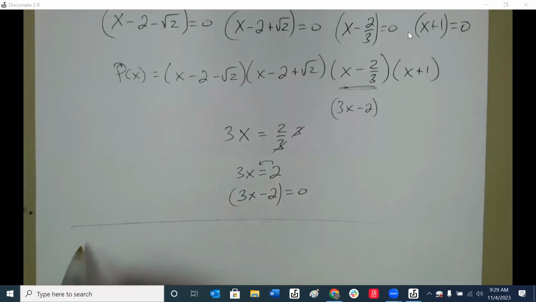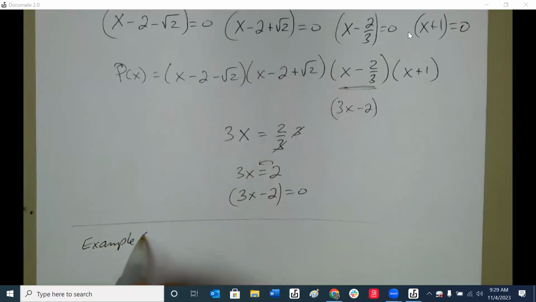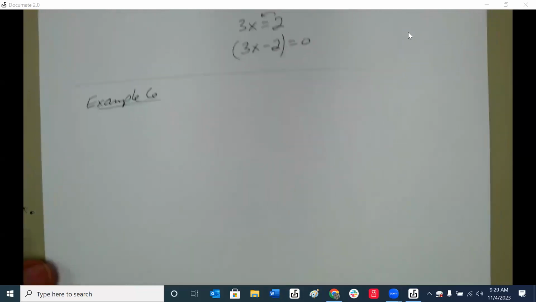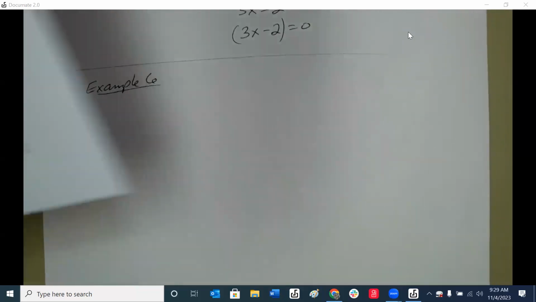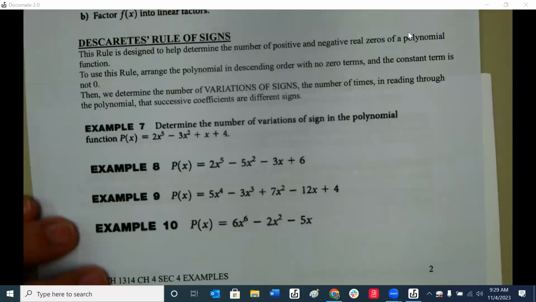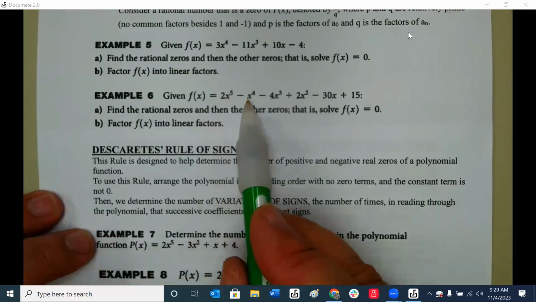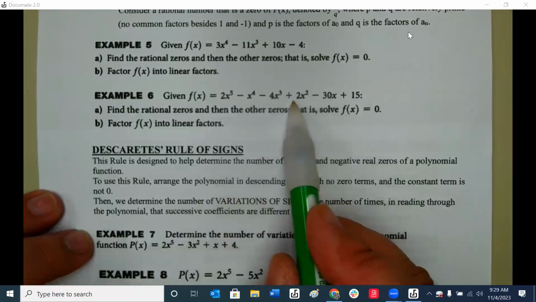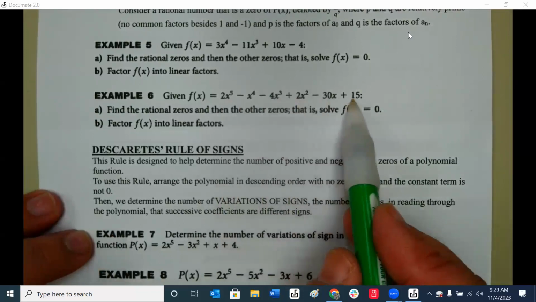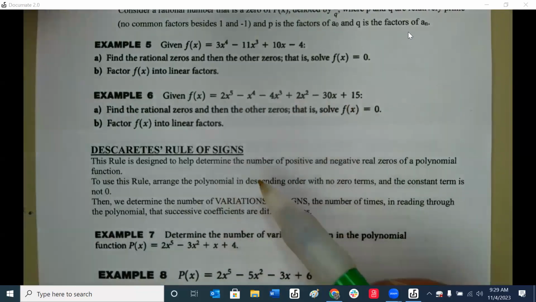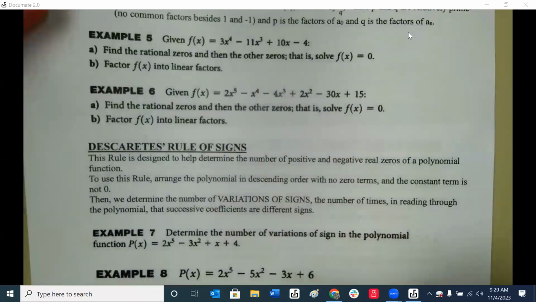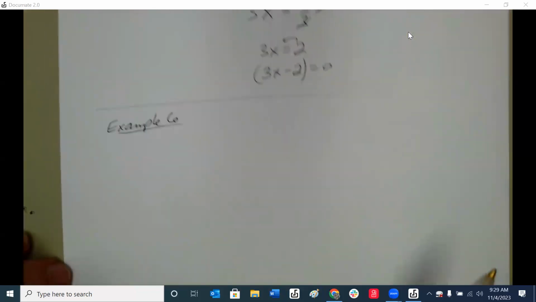But that's the answer. So let's look at example 6. Example 6 says, given the polynomial 2x to the 5th minus x to the 4th minus 4x cubed plus 2x squared minus 30x plus 15, find the same things. Find the zeros and then find the linear factors.